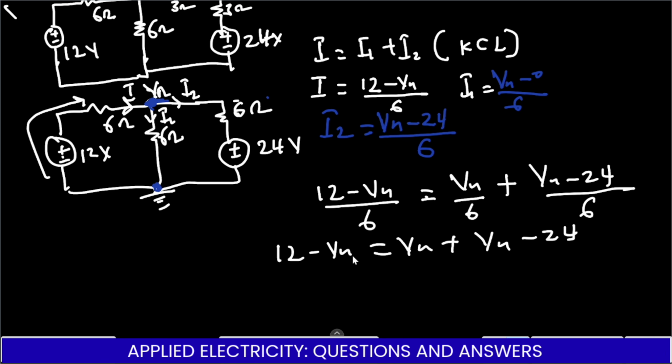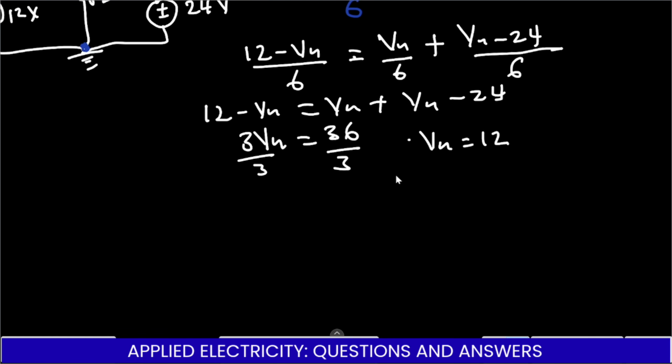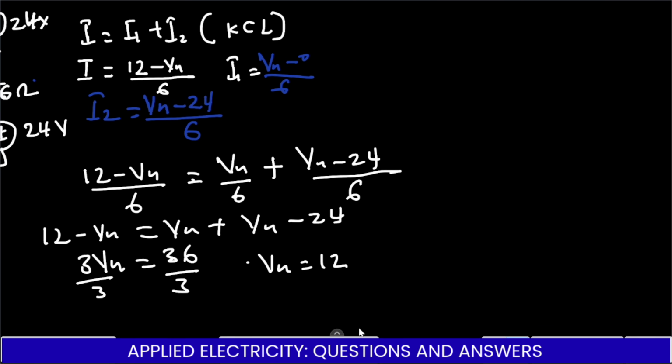So then we can send this one to the other side of the equation. We are going to get 3Vn is equal to, and then moving this one to the other side, 12 plus 24, that will give us 36. So we can divide here by 3, here by 3. Our Vn will now be equal to 12. Now let's go and check in our main equation to figure out the individual values.